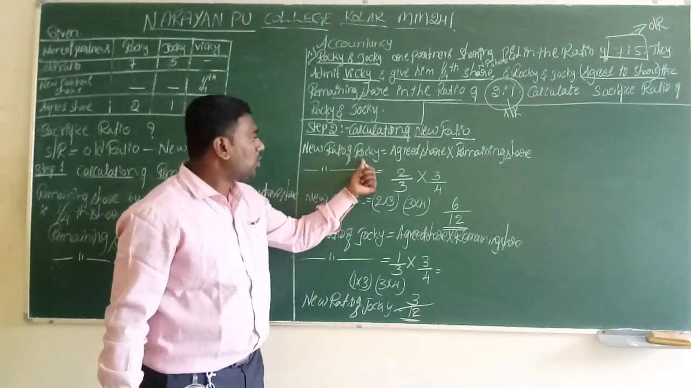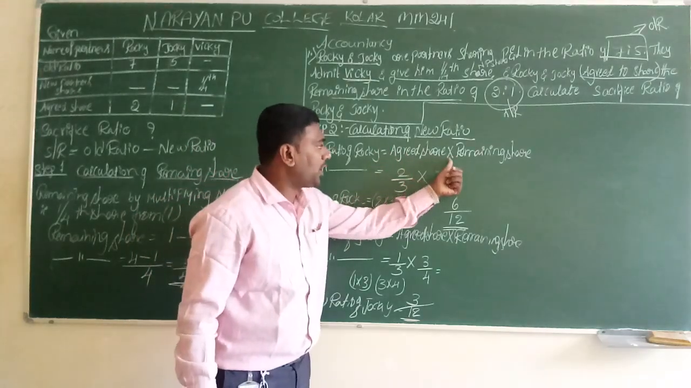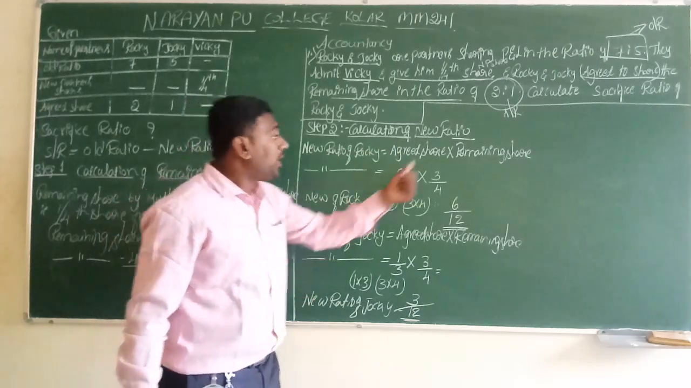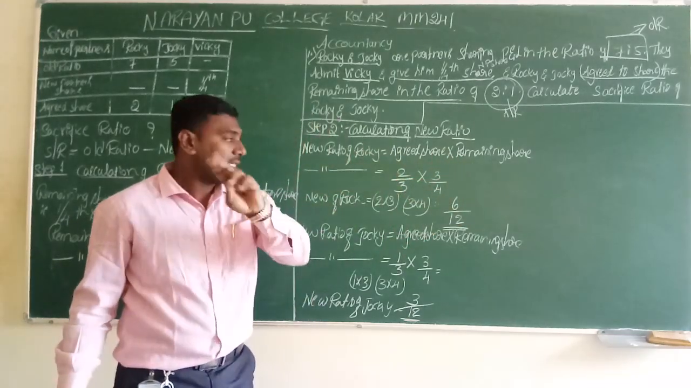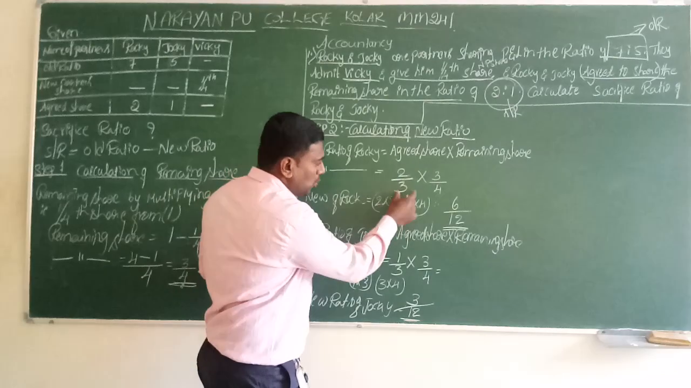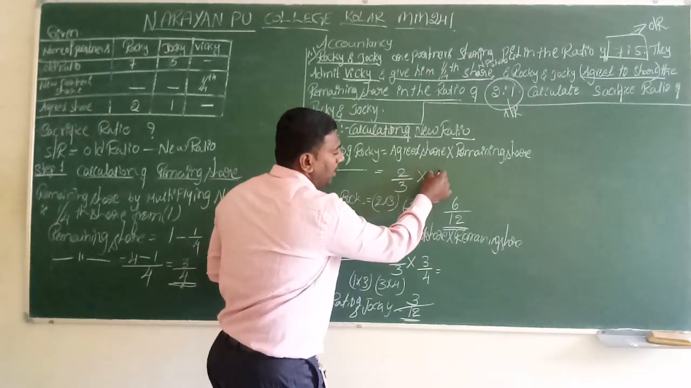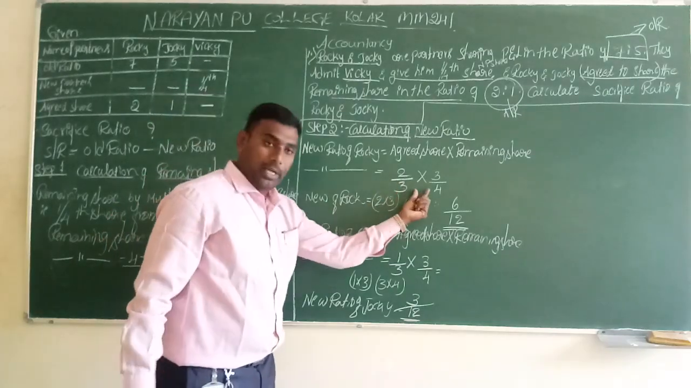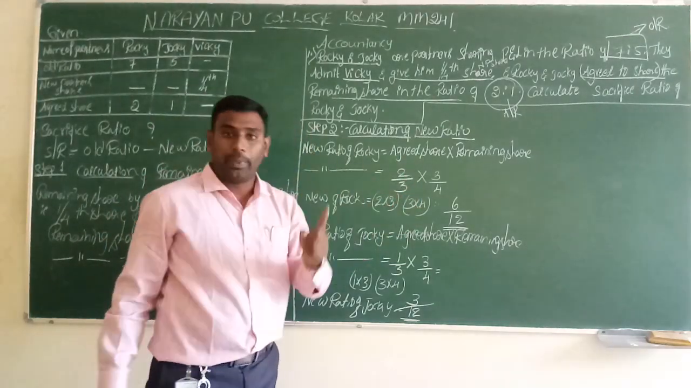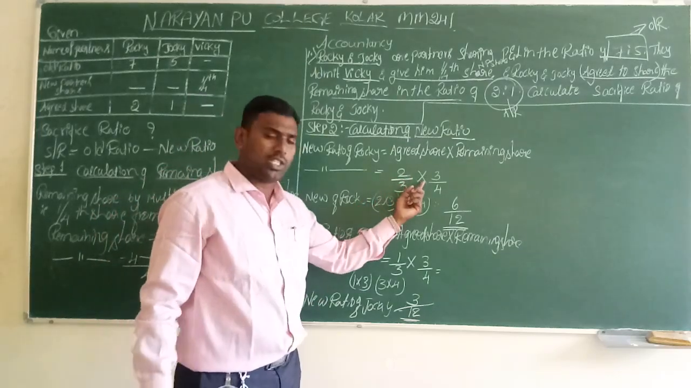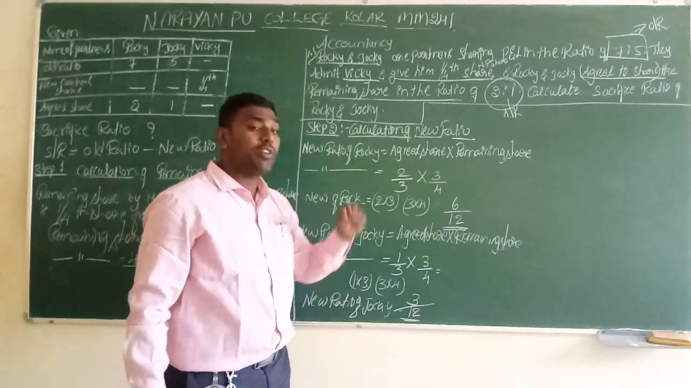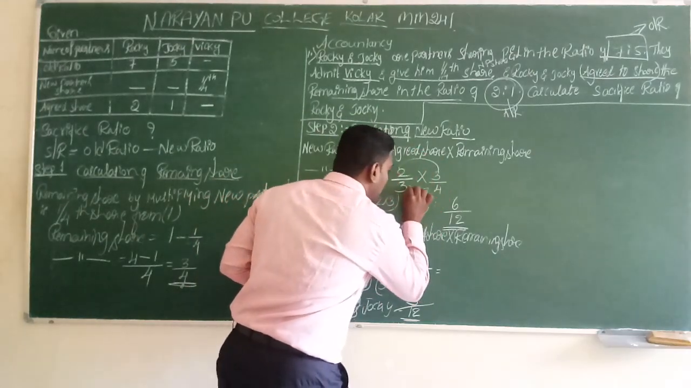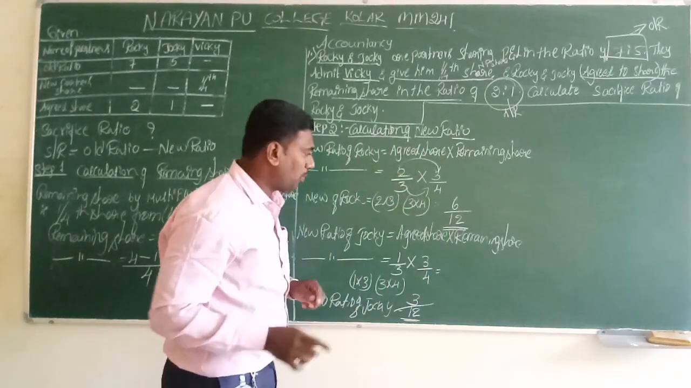The new ratio is equal to agreed share into remaining share. The agreed share is available in our question. The remaining share we should calculate in step number 1. The agreed share is 2/3 and the new remaining share is 3 divided by 4. Therefore, the multiplication symbol is there. Whenever the multiplication symbol comes between two fractions in the formula, we should directly multiply numerator to numerator, denominator to denominator.